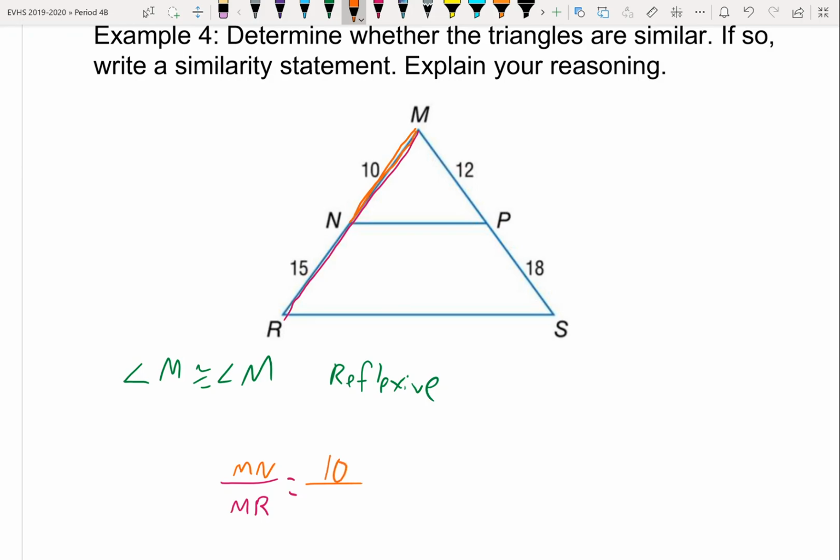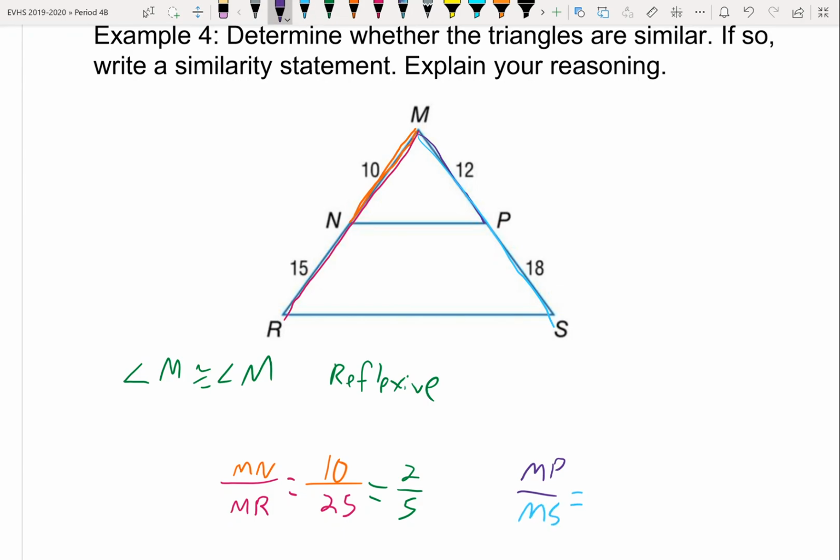MN is 10. MR is going to be 10 plus 15, which is 25. Now that is going to reduce down to, let's see, a factor of 5 would be 2 over 5. Now over here, again, I've got MP and MS. So we've got MP over MS.